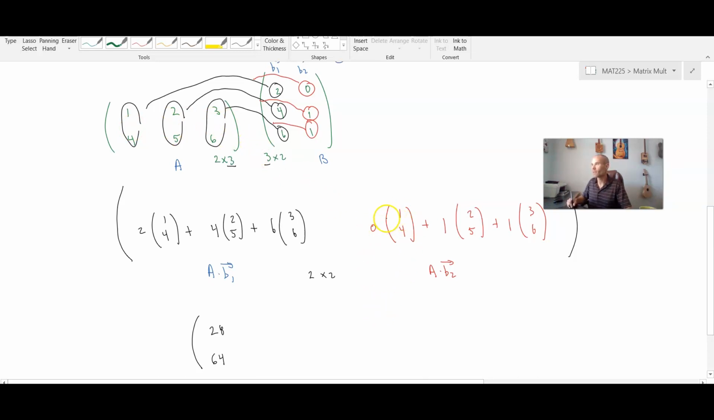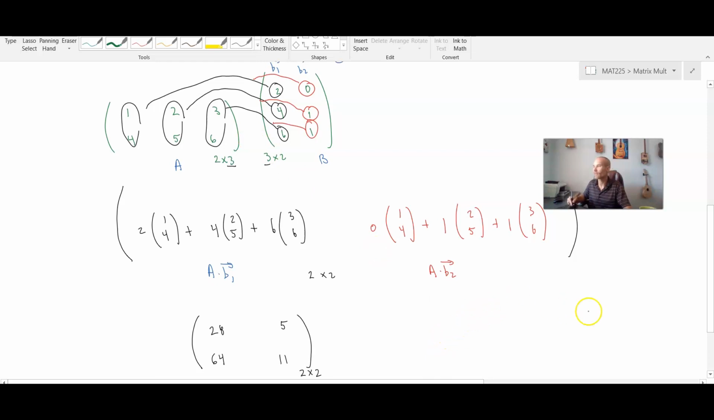And then in my second column, I'll have 0 plus 2 plus 3 is 5. And 0 plus 5 plus 6 is 11. And this is my final matrix, which you can see is a 2x2 matrix. If we had a third column inside of the B matrix, then this would end up being a 2x3, because then for that third column, we would again need to scale and add all of the vectors inside of matrix A.